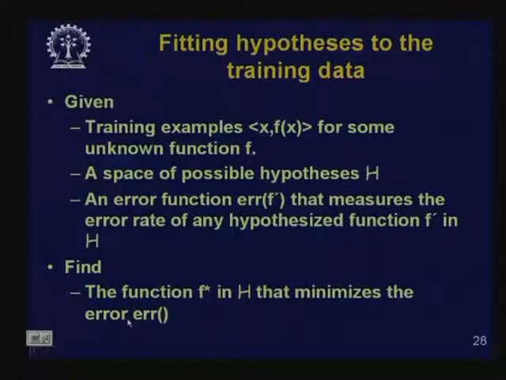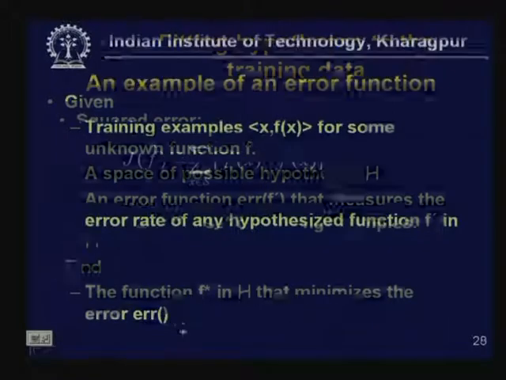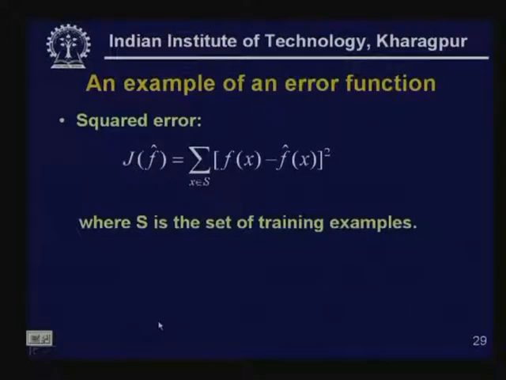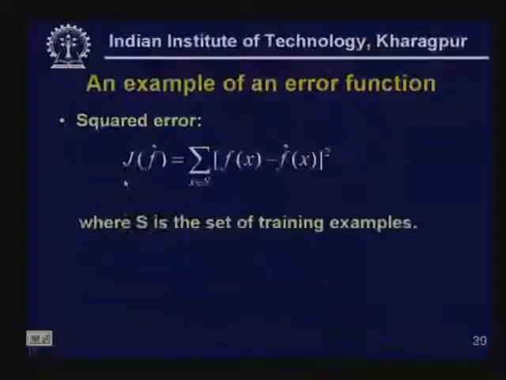Now, we want to fit the hypothesis to the training data. So, we have some training examples, we have a space of possible hypotheses, and we have an error function, and we try to find a hypothesis which minimizes the error function. There could be several error functions that we could use. For example, our error function could be the number of examples which have been misclassified, or our error function could be the sum of squared errors between f x and f dash x.